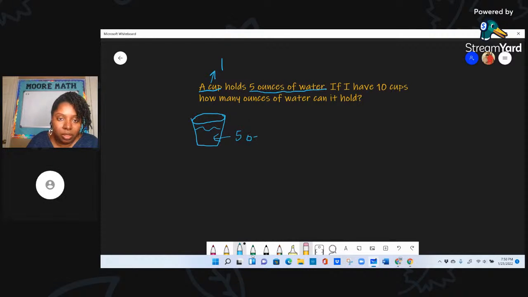Multiplying. Okay, but before we multiply, what other information do I have? How many ounces of water? We want to know how many ounces of water, but what other information is important to know? 10 cups. Good. So 1 cup can hold 5 ounces, but if I have 10 of these cups, and they each hold 5 ounces, how many ounces is that altogether?